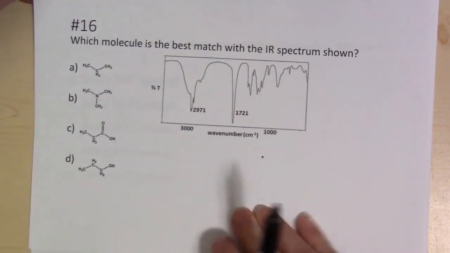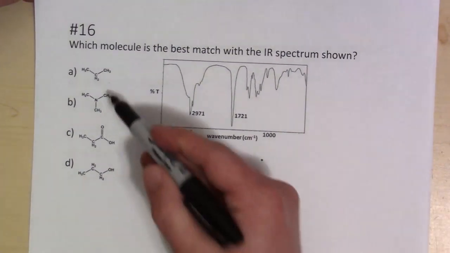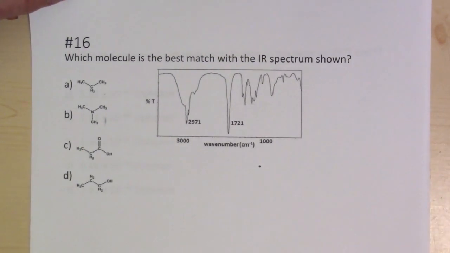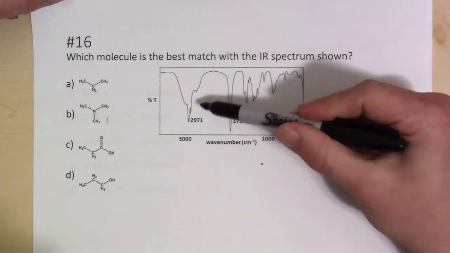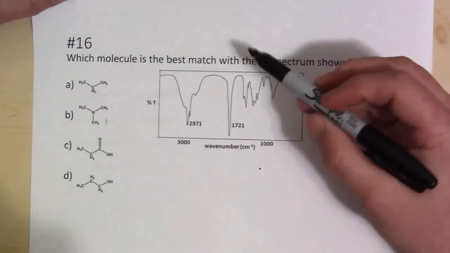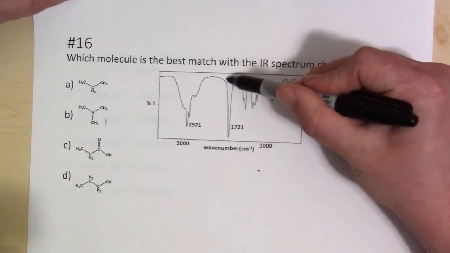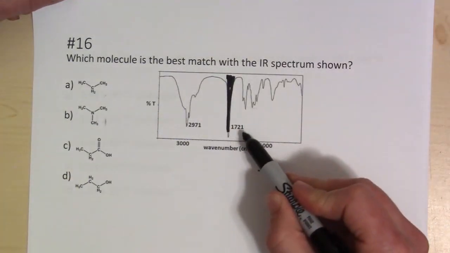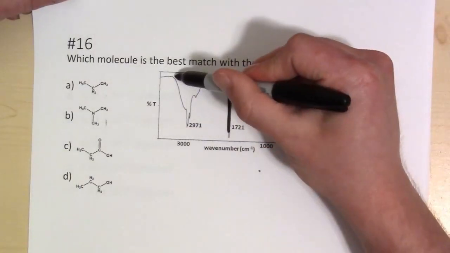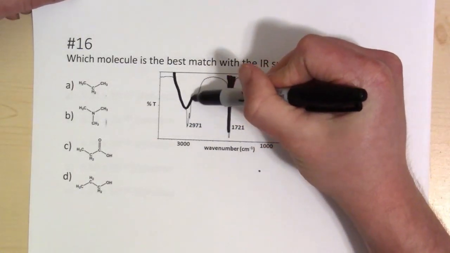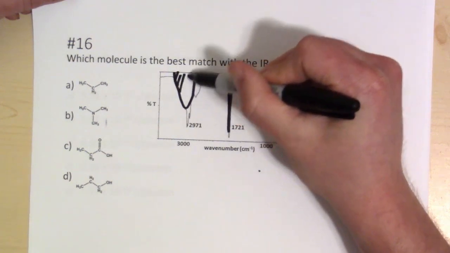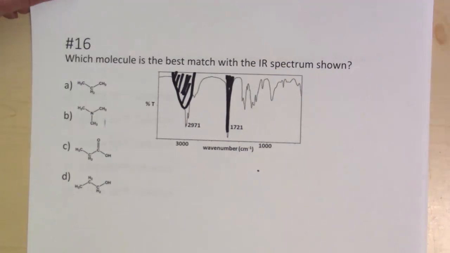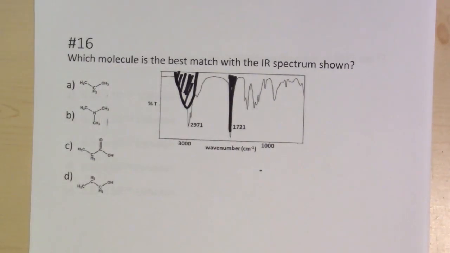Alright, number 16 asks which of these molecules is the best match with the IR spectrum shown. So looking at the IR spectrum here, we see that there are 2 peaks that are identified. This sharp peak at 1721, and this kind of broadish round peak at 2971.